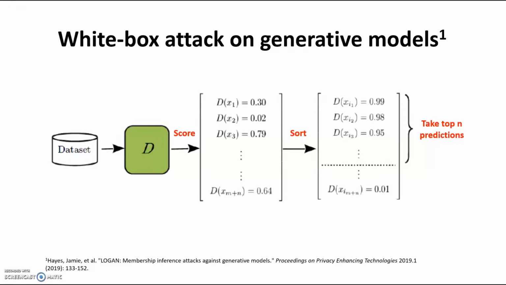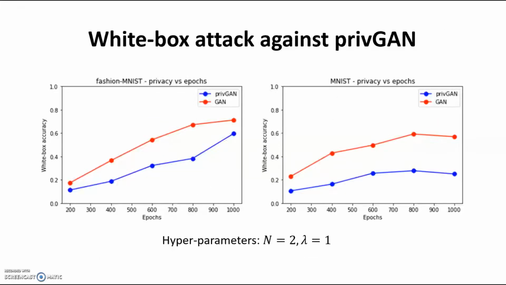So how successful is this attack? In the case of a regular GAN, shown in red, you can see that as you increase the number of epochs, the white box attack accuracy can go up quite a bit. However, privGAN consistently provides membership privacy protection, at least against this attack here. And we show in the paper that this is true for other state-of-the-art attacks as well.